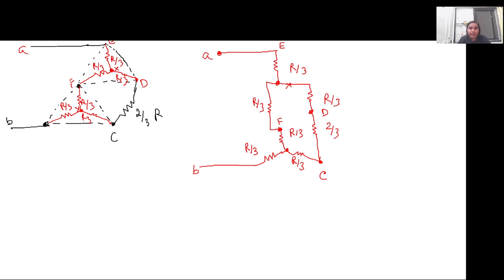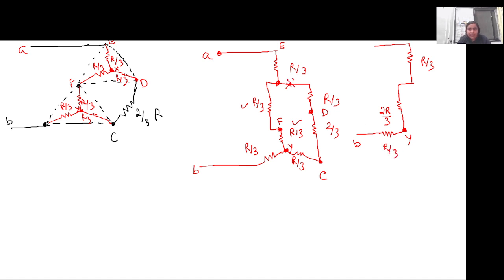So now you see that this X, F and this is Y, this is a single branch, so this R by 3 and this R by 3 are in series. So we can simply write this as 2R by 3. This is the point Y. So between B and Y there is one resistance R by 3.